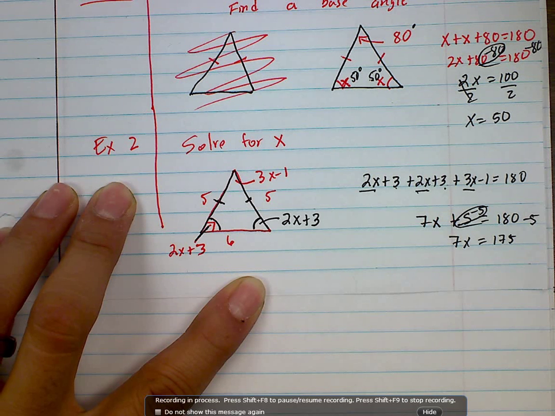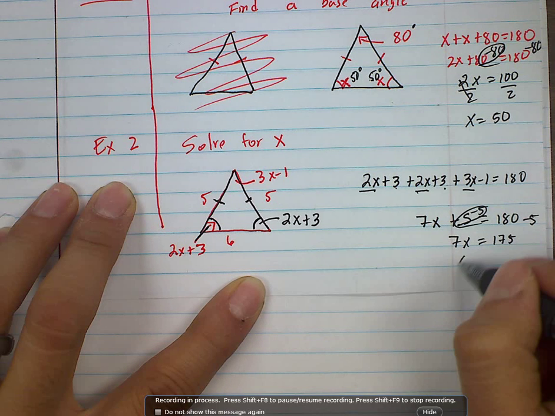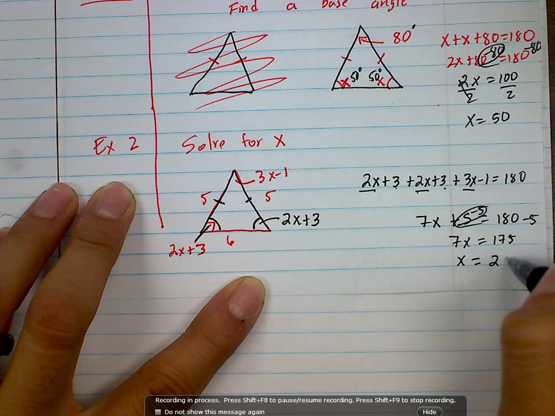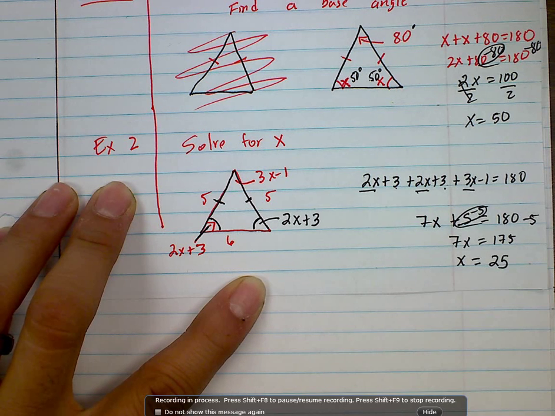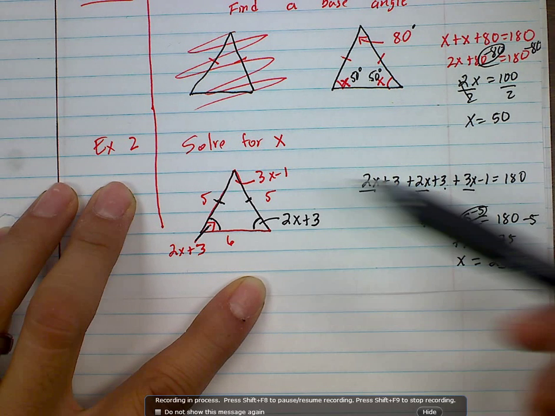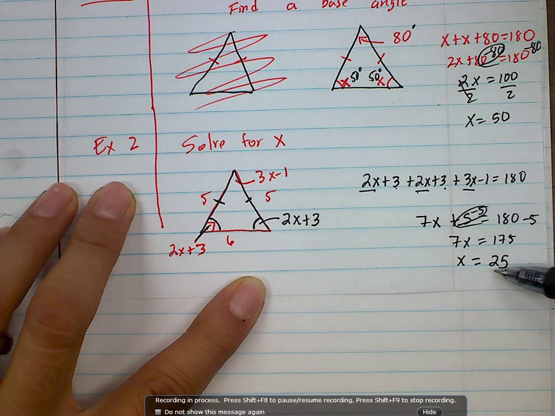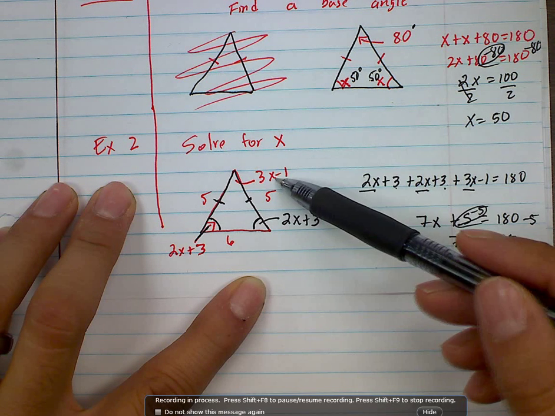Okay, so let's see. 175 divided by 7 gives you x equals 25. Now let's say they ask you to find the vertex angle. Well, once you find x, you can plug it in, and that's how you find it.